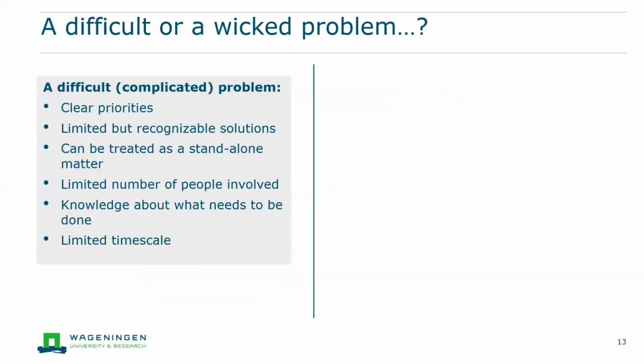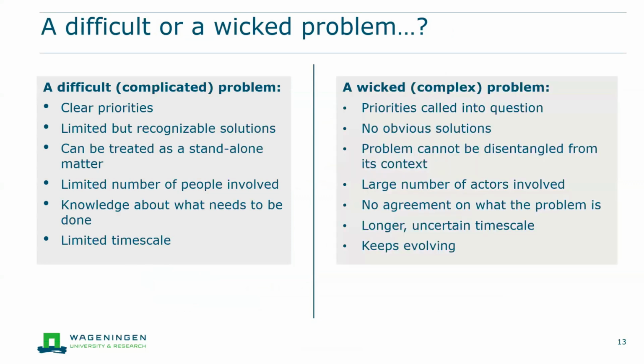What makes the difference between a difficult problem and, let's say, this wicked problem? If you have a difficult problem, you still have some clear priorities. It can be treated as a standalone matter. There's a limited number of people involved. There's knowledge about what needs to be done, and there's a limited time scale.